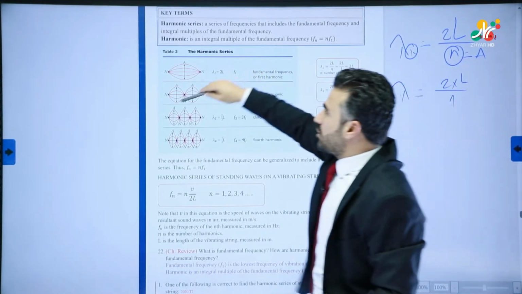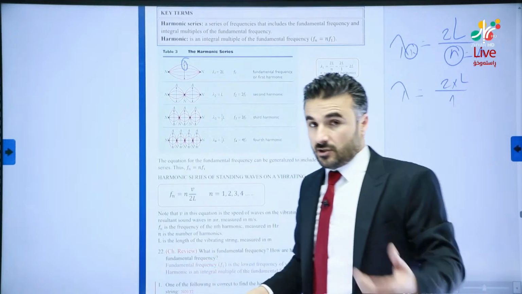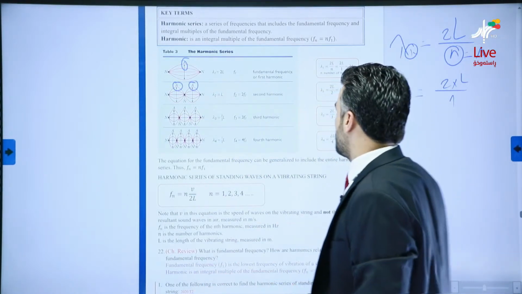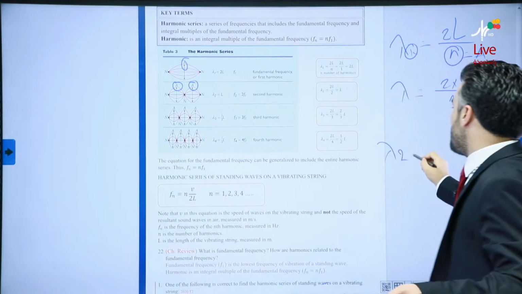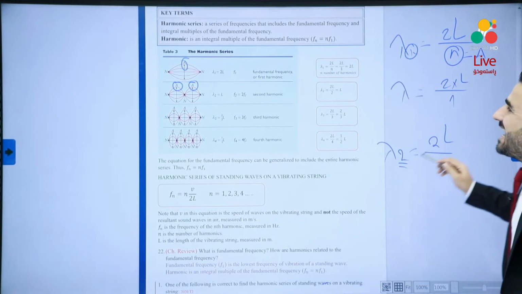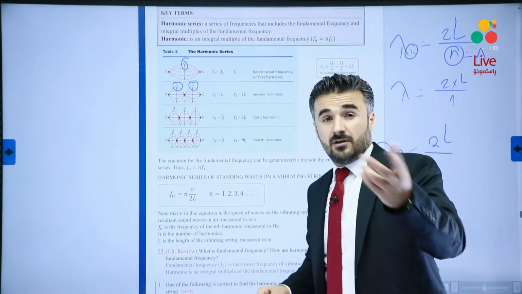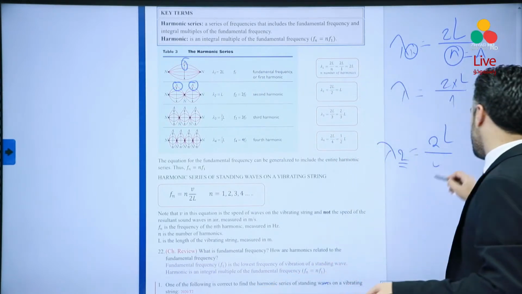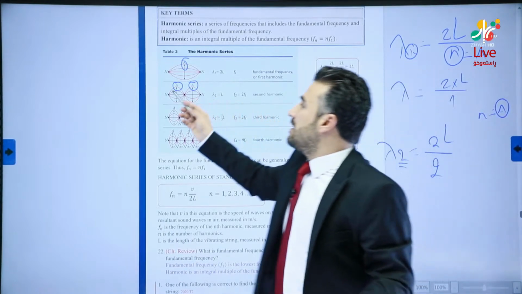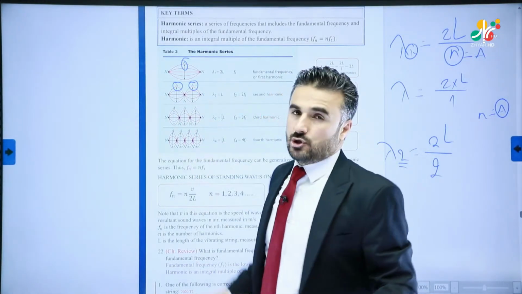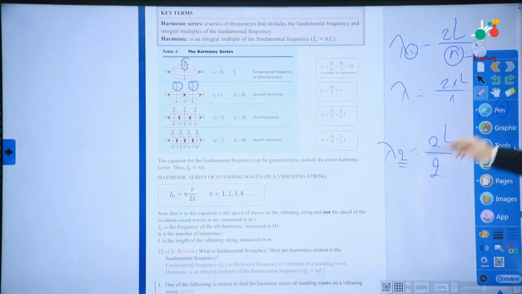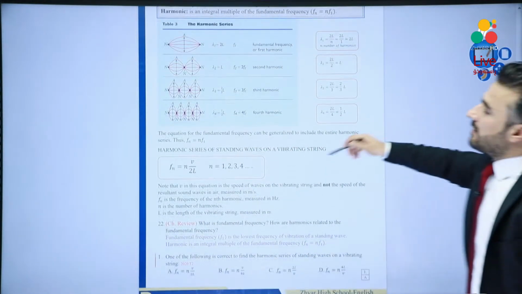Or if I ask another question, how many antinodes do we have? That is also 1, yeah? What about the second harmonic? For the second harmonic, the wavelength equals 2 times the length divided by n. Remember, n is the number of harmonics. Second harmonic, that is 2. n is also equal to the number of antinodes. Take a look at the second harmonic. How many antinodes do we have for the string? That is also 2.